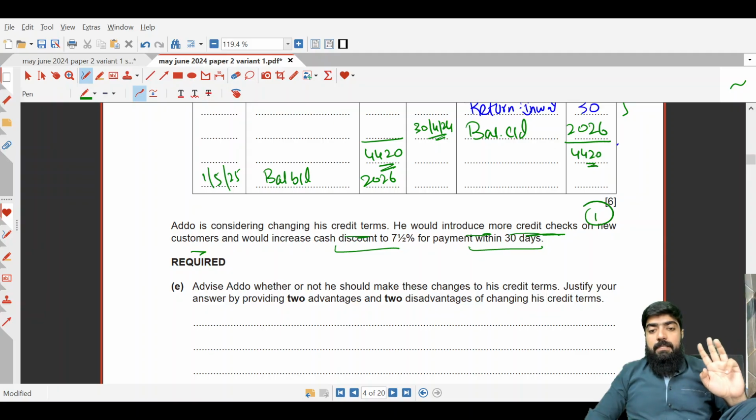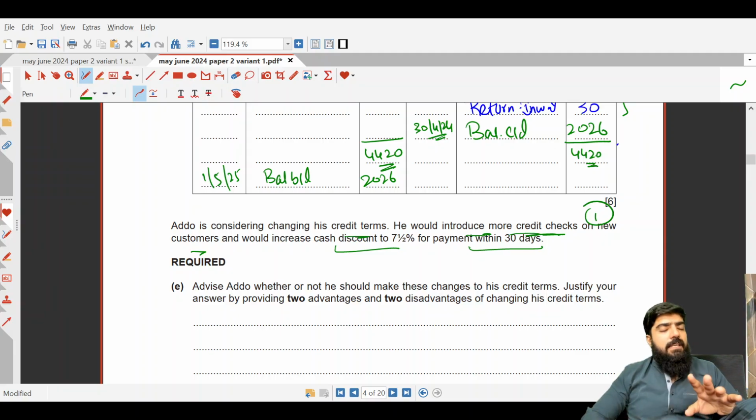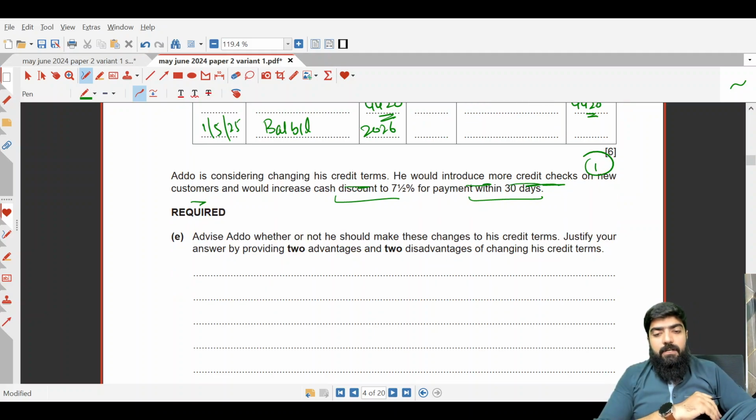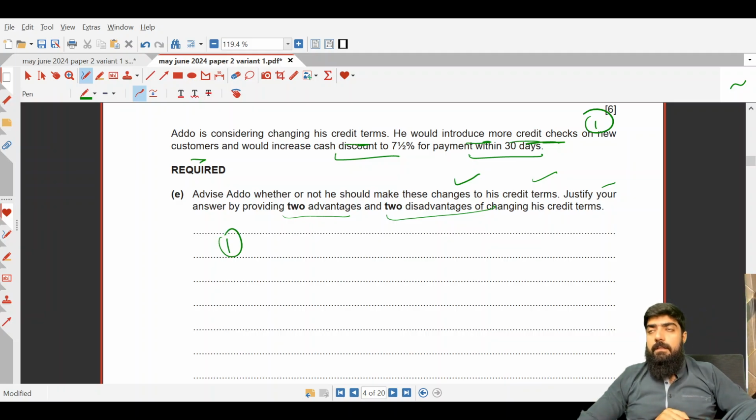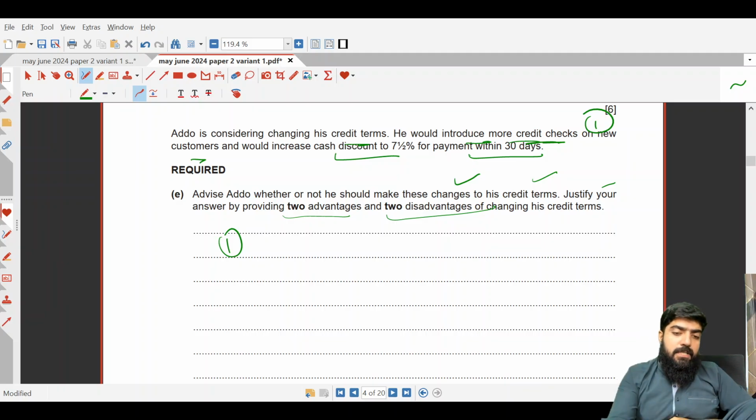They are going to sell the goods after valid cross checking of whether the customer is valid, whether the financial stability is there or not, and then they will offer 7.5%, which means they are increasing the cash discount. Now advise the company whether or not they should make these changes to its credit terms. Justify your answer by providing two advantages and two disadvantages of changing its credit terms. Now we have to give two advantages and two disadvantages.